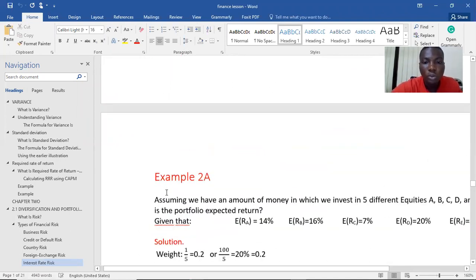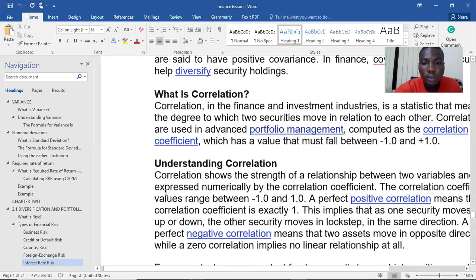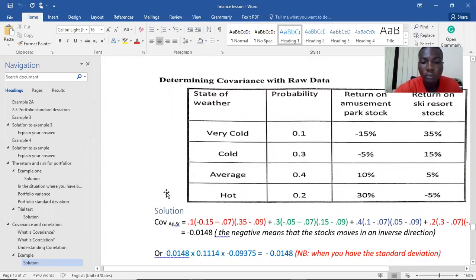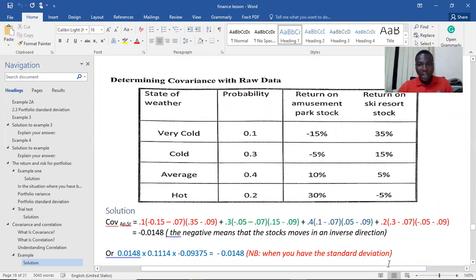So you were asked, it is somewhere in the initial pages. Yeah, this question. And then you were asked to determine whether the investments move together or not. This is the solution you are going to provide for that particular question. You find the covariance.